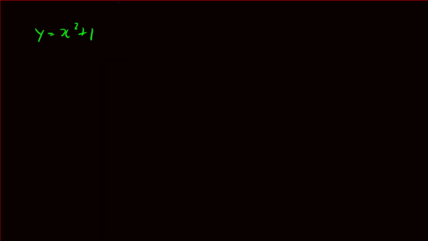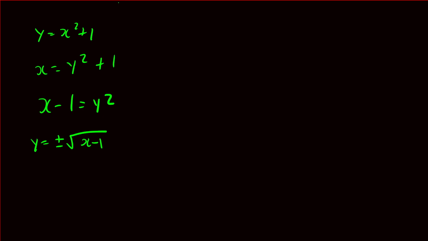Next: y equals x squared plus 1. Great. We're going to swap our x and y. So x equals y squared plus 1. So x minus 1 equals y squared. Now, I see a little bit of a problem. Y equals plus or minus the square root of x minus 1. Do you guys kind of see the problem, right? There's a plus and minus.